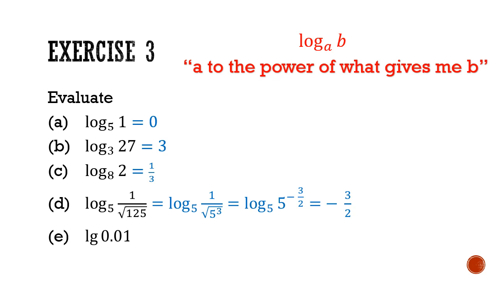Now, last one, lg of 0.01. So lg is the common logarithm. So we are talking about log base 10, and 0.01 is just 1 over 100. So we can simplify this. We can change 1 over 100 to 10 to the power of negative 2. So 10 to the power of what gives me 10 to the power of negative 2? The answer is negative 2. And that's our answers for exercise 3.